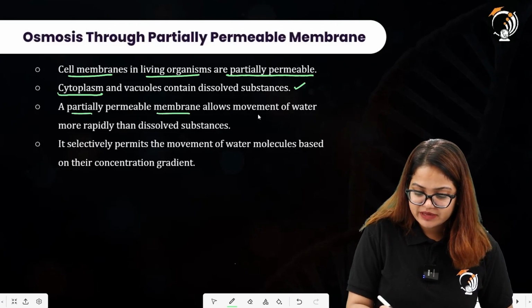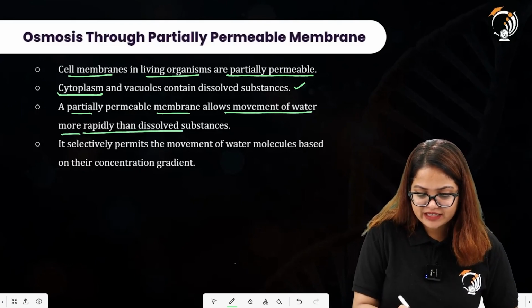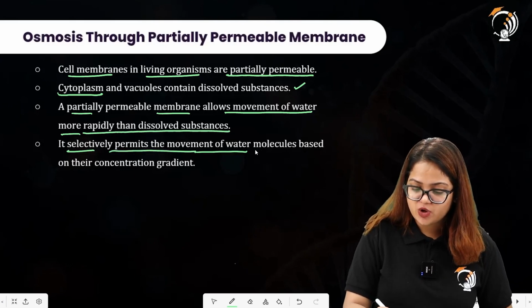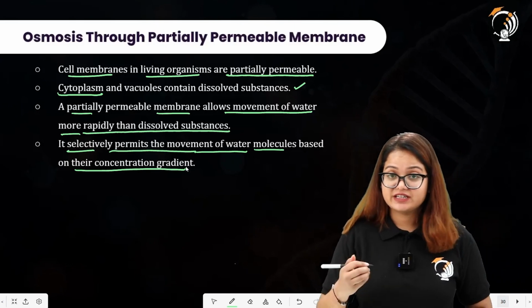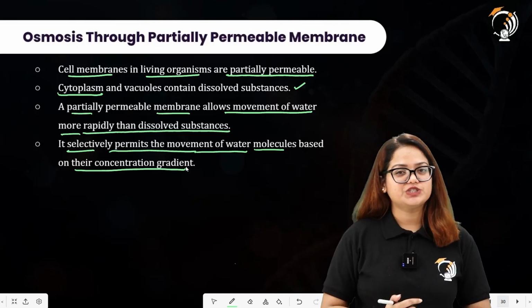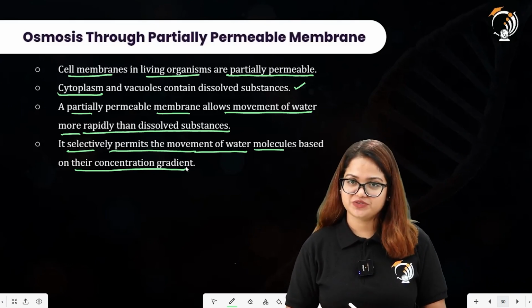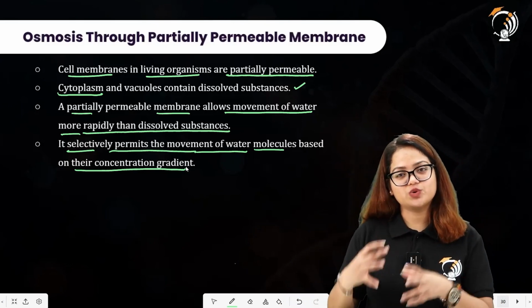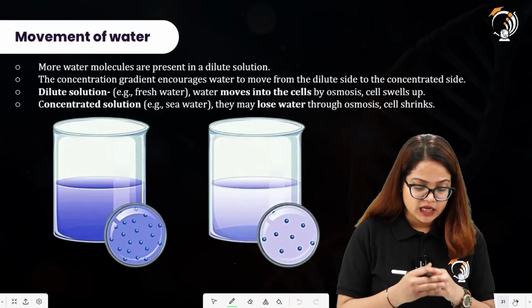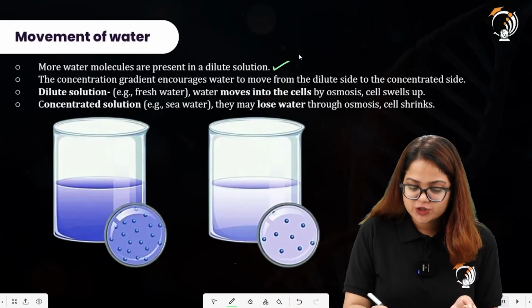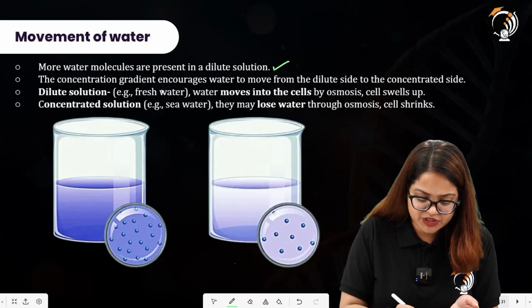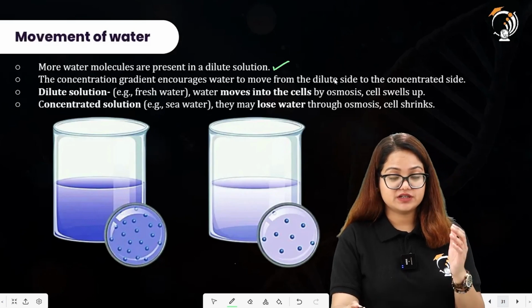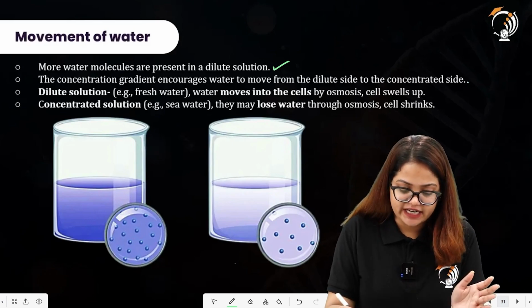A partially permeable membrane allows movement of water more rapidly than dissolved substances. It selectively permits the movement of water molecules based on their concentration gradient, and it occurs down a concentration gradient, or you can say across a concentration gradient, meaning movement of molecules from a region of high concentration to a region of low concentration. More water molecules are present in a dilute solution. We had already discussed this. The concentration gradient encourages water to move from the dilute side to the concentrated side.